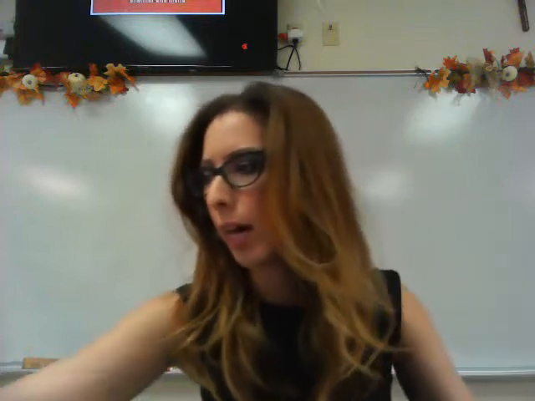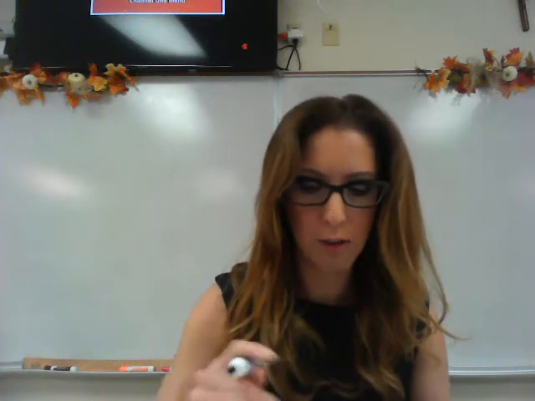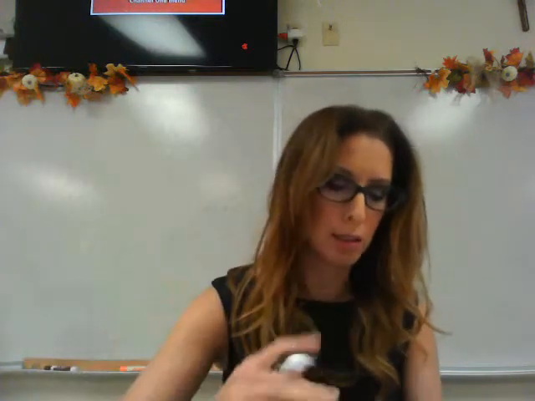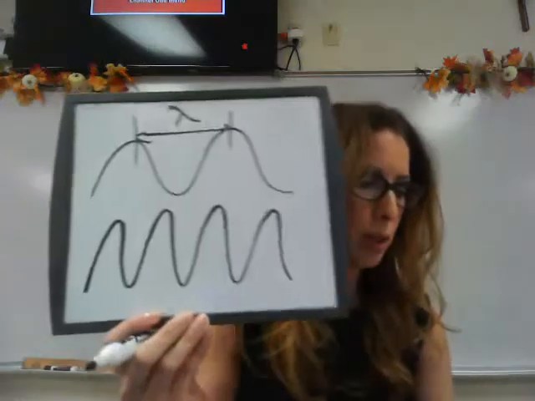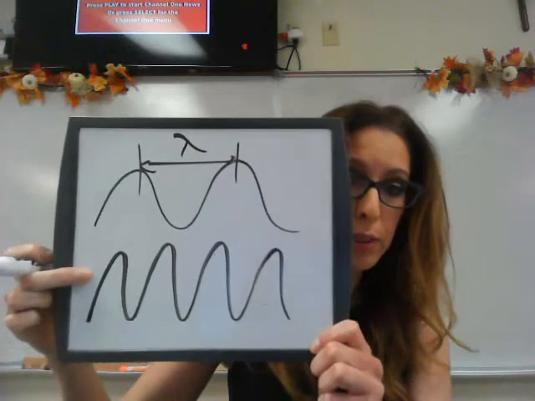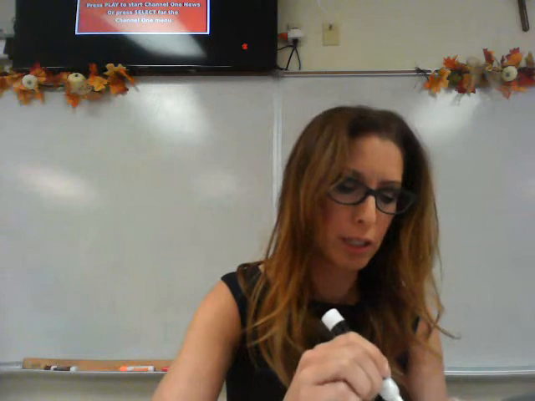You need to know that wavelength has an abbreviation of lambda. It is the distance between peaks or troughs, and here it is right here. Frequency is the number of waves or cycles that pass through a stationary point in 1 second. So this would be high frequency, this would be lower frequency. Frequency has an abbreviation that looks like a V.